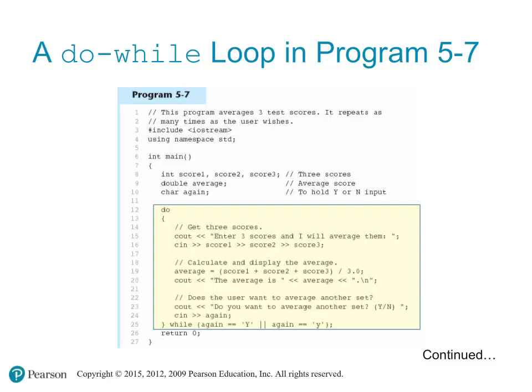After displaying the average, the program asks if the user wants to average another set of scores. The loop will continue if the user enters uppercase Y or lowercase y. It will terminate if any other character is entered. The do-while loop ensures that the user can perform at least one averaging operation, regardless of their subsequent choices.